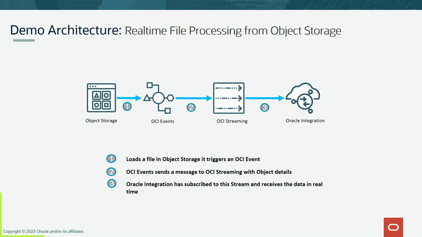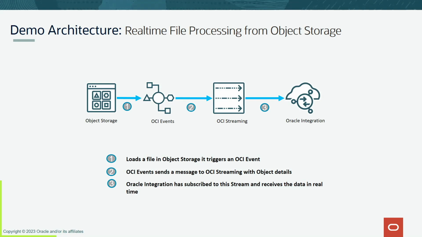So for our use case, when the objects are dropped, an event will be fired. It sends an event to OCI Streaming. And on Oracle Integration Cloud, using the OCI Streaming adapter, we will have a trigger. So as soon as the event comes, the Oracle Integration Cloud integration knows about it, and now we have all the information to process that file.